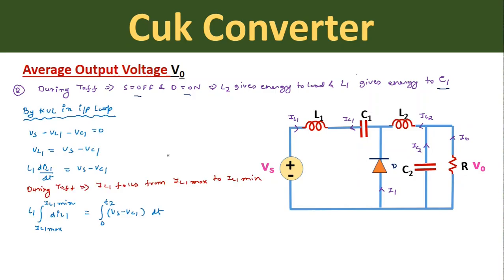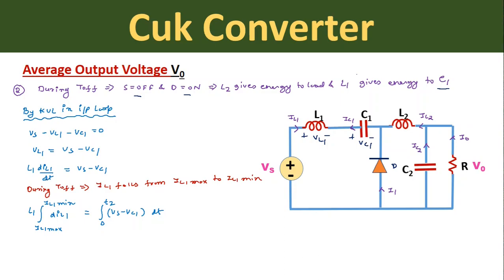Now again we will apply KVL in the input loop. We will get Vs minus VL1, this is VL1, and minus VC1, this is VC1. So we will get Vs minus VL1 minus VC1 is equal to 0. From this equation we will get VL1 is equal to Vs minus VC1.